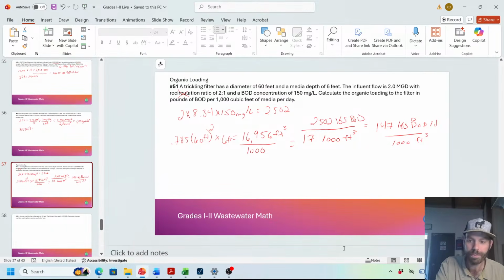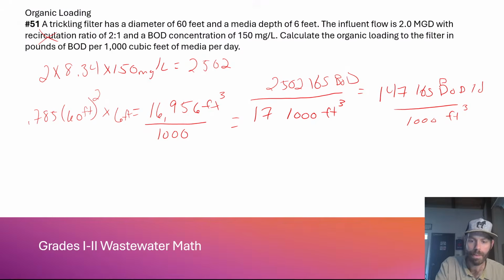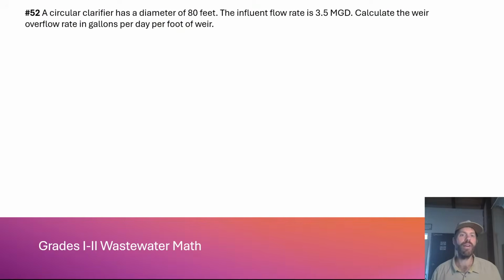Next one. A circular clarifier has a diameter of 80 feet. The influent flow rate is 3.5 mgd. Calculate the weir overflow rate in gallons per day per foot of weir. Okay, let me get my pen tool activated again.